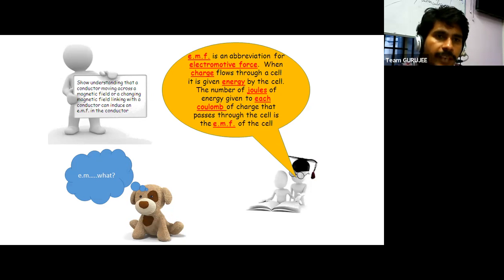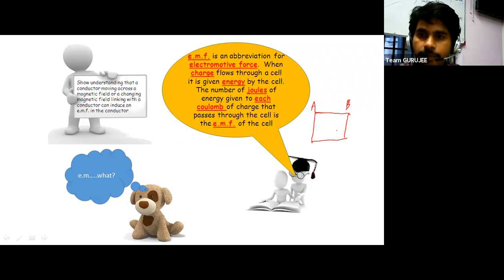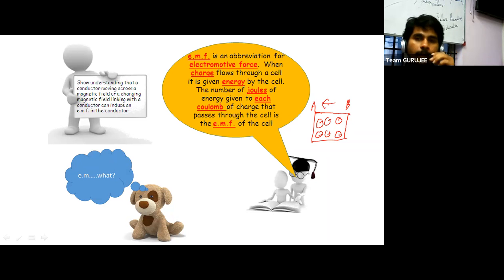We consider a conductor. So, A, B is a conductor. In this conductor, the electrons flow this way, that is B to A. The electrons are moving from B to A.